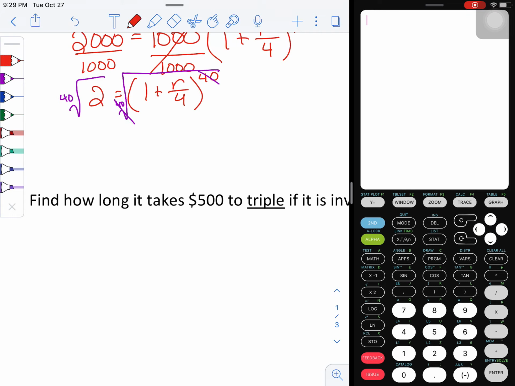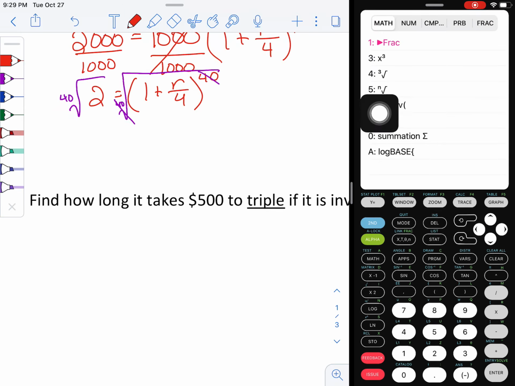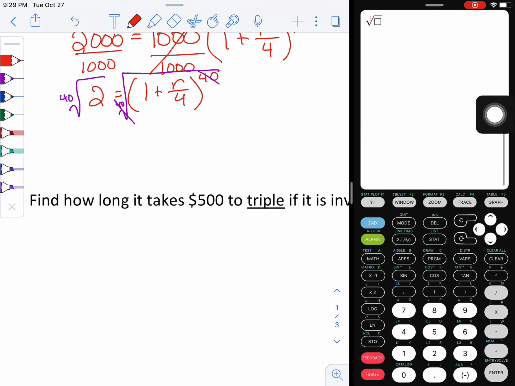The left side, okay. So in your math function, you should have an nth root. So in this case, I'm going to hit 5 here. Now, my cursor, it's really hard to see, but it's up above the root, I believe, right now. So there's my little 40. It's really hard, I know. I'm going to go ahead and tap into the actual square root, and we're going to hit 2. So that's going to give me the 40th root of 2.